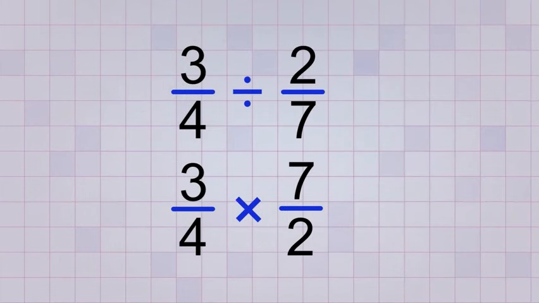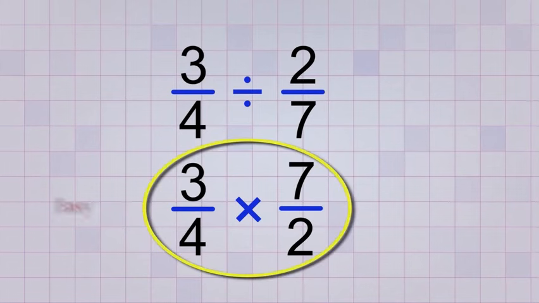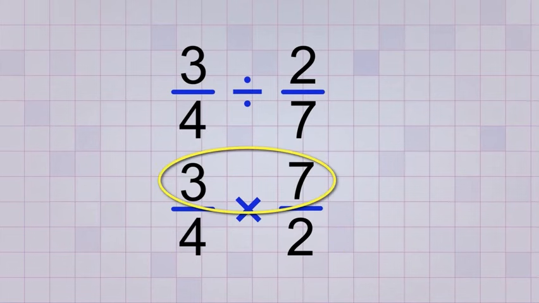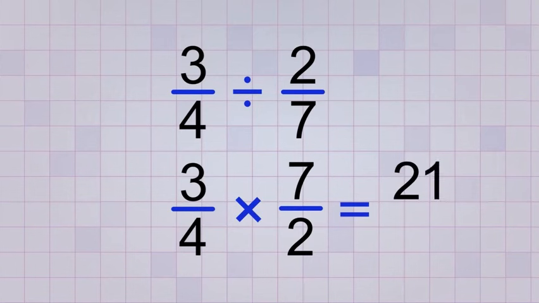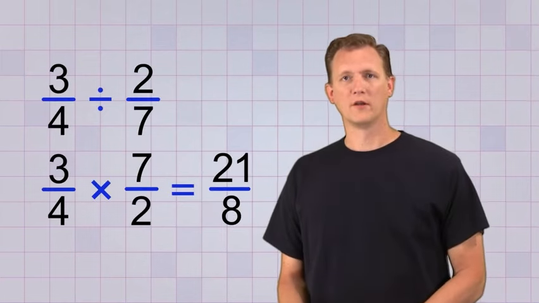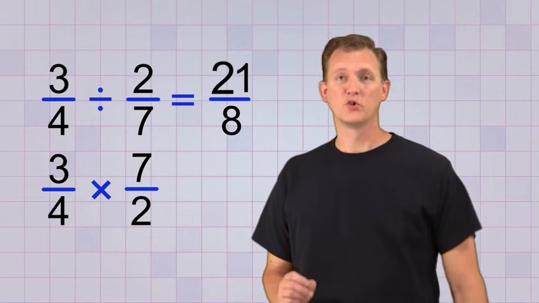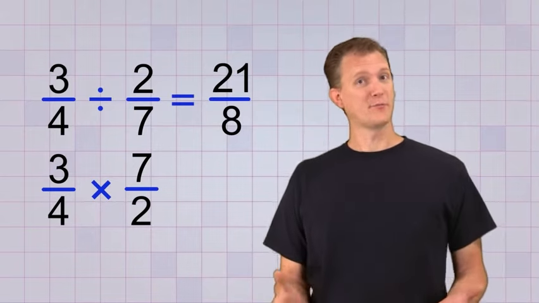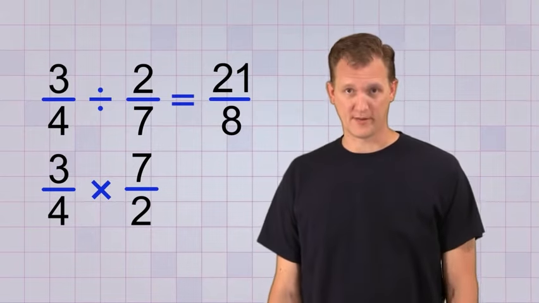Okay, now that our problem has been changed to multiplication, it's easy. Just multiply the tops. 3 times 7 equals 21. And multiply the bottoms. 4 times 2 equals 8. And we have the answer to our fraction division problem. So 3 over 4 divided by 2 over 7 is 21 over 8. So that's pretty easy, but let's try one more example.